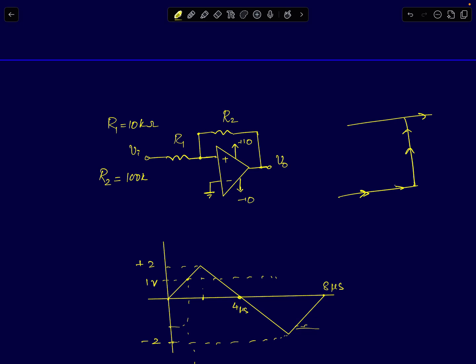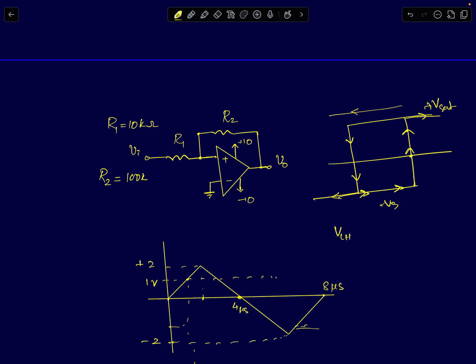As you keep increasing your input, at some point it will cross the threshold voltage and it will reach plus Vsat from minus Vsat. Similarly, at some point, as you keep decreasing your input voltage, it will go from plus Vsat to minus Vsat. Remember, it's a non-inverting Schmitt trigger. I'm not going into details of that because we spent many lectures talking about them in the last series of lectures. So now the first step is to find out what are the threshold voltages.